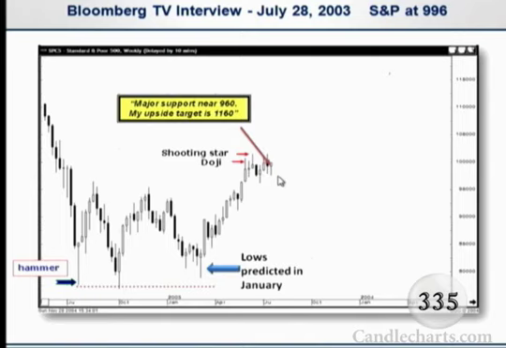We have a group of negative candlestick signals, a shooting star, a doji. Actually, can you see this black wrapping around the white? Yep. Bearish engulfing pattern. Yet my upside target, at this time the market was trading at 996, I had a target 200 points higher. How come I wasn't bearish?